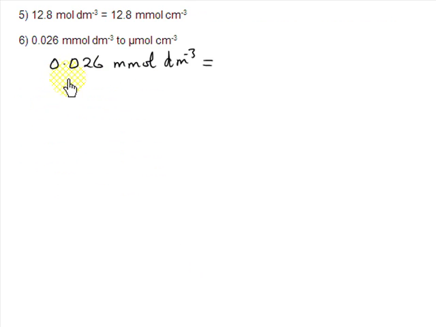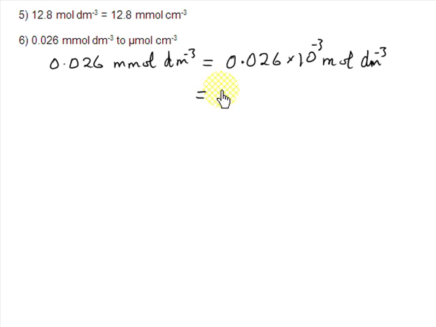To convert 0.026 millimole per decimeter cubed, we could first of all convert this into moles per decimeter cubed, and 1 millimole is 10 to the minus 3 moles, and this will be per decimeter cubed. And then we can convert the mole to micromoles.